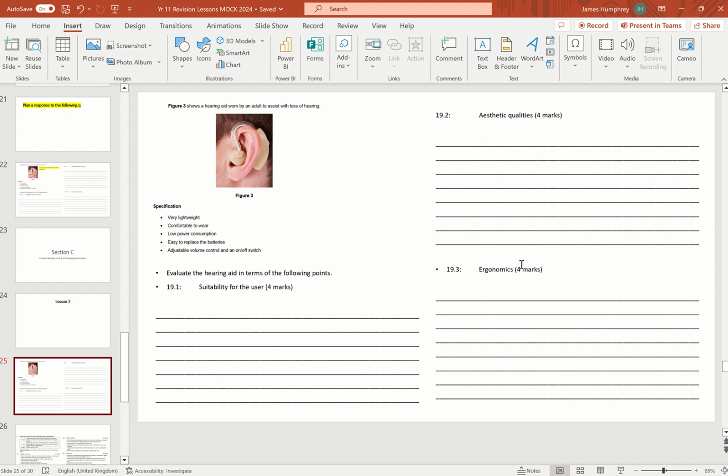And then we've got ergonomics, okay, and you'll know what ergonomics is. It's the way it interacts with the human form. Each one of those is worth 4. What we don't want to be doing is saying, yeah, it's really suitable, it fits the ear really well, and therefore it's really suitable for the user to wear, because that's really to do with ergonomics. And so if I was you, spend 2 or 3 minutes just planning what you're going to write in each one of these sections before you embark on these 3 questions.